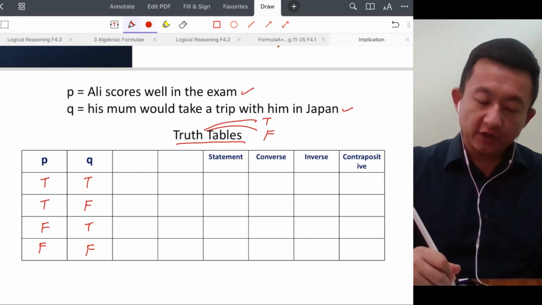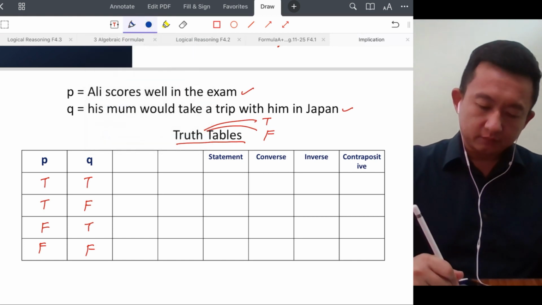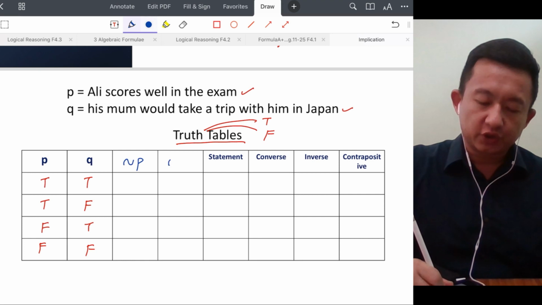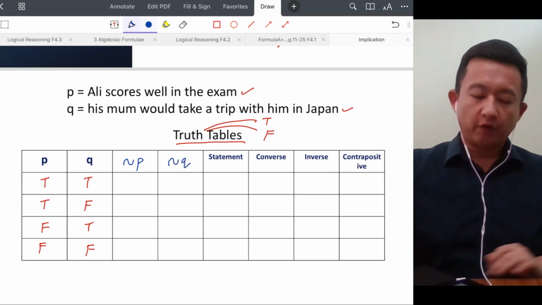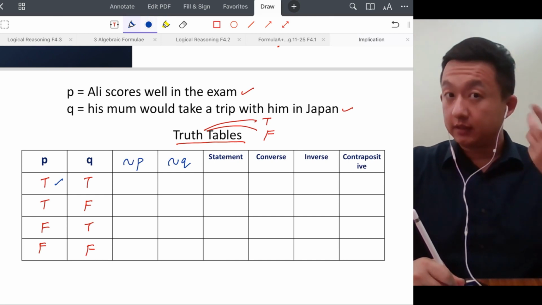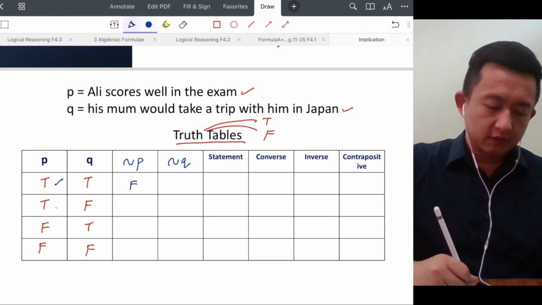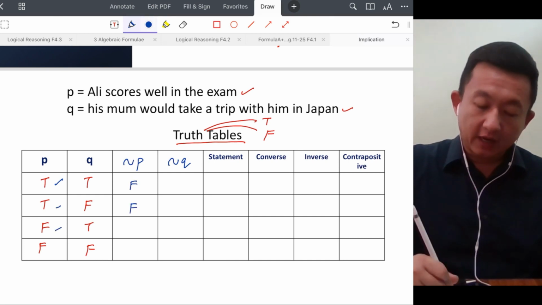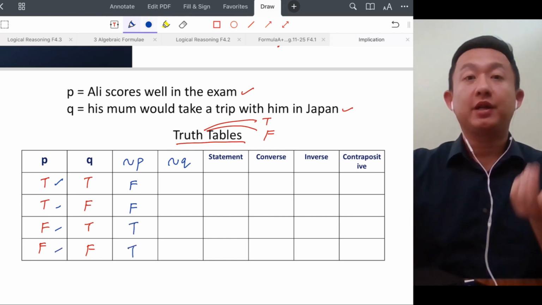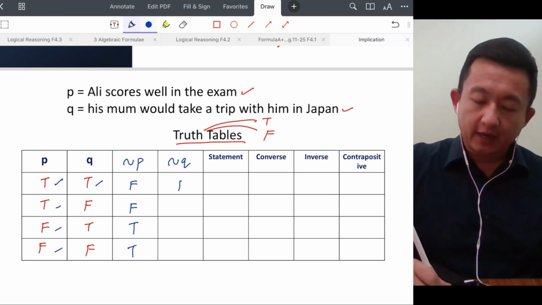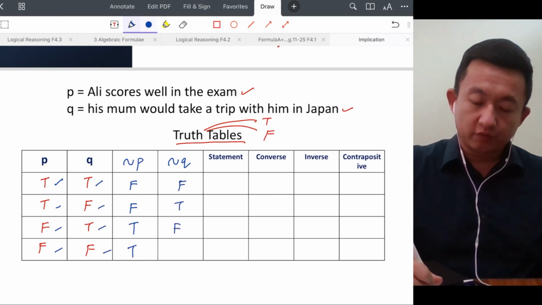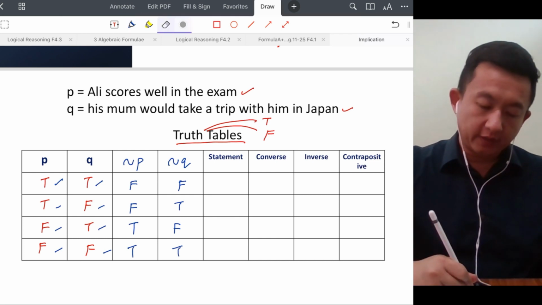Okay. Now I want you to have a look at these parts. When you have P, you have not P. And of course, you have not Q. For P, what you can do is, this is T, and for the opposite, not P, you write F. This is T, you write F. This is F, you write T. This is F, you write T. Okay? Same thing happens to not Q. T, you write F, and then F, you write T. Okay, as simple as that.